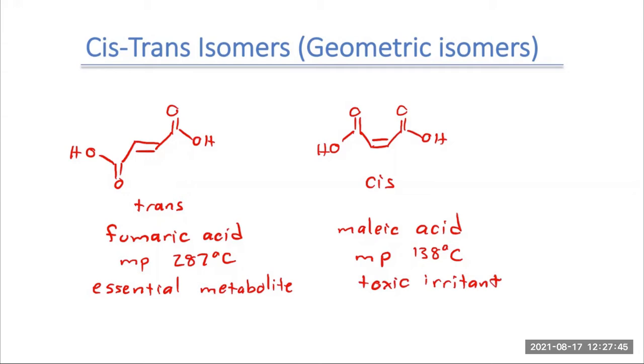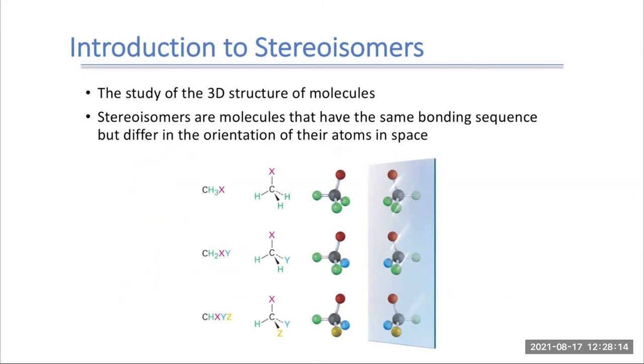They have very different properties. One's an essential metabolite, one's a toxic irritant. That's how little they interconvert between each other. You don't see a conversion between cis and trans around the double bond here. Instead, they have very different melting points, very different physical properties, are used by the body very differently. That was our example we've seen before about stereoisomers.